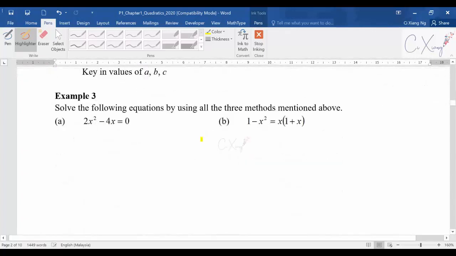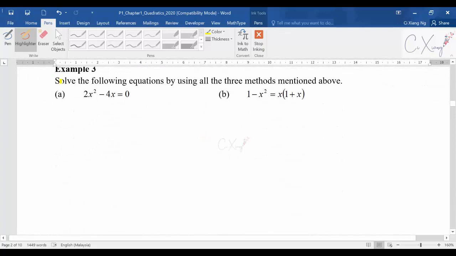Okay, so let's have a look at example 3. There are two equations here, part A and part B. I will show you the solution for part A only, and then you try part B yourself. For part A, I'm going to use all three methods to solve it. For part B also, if you want to make sure that you understand all the methods, please use all three methods to solve it as well.